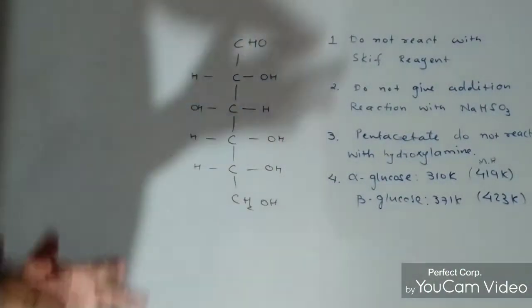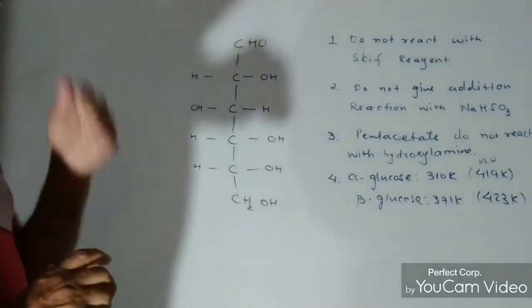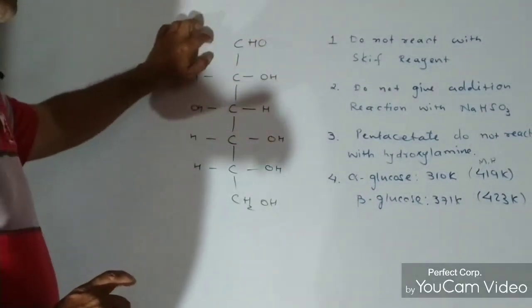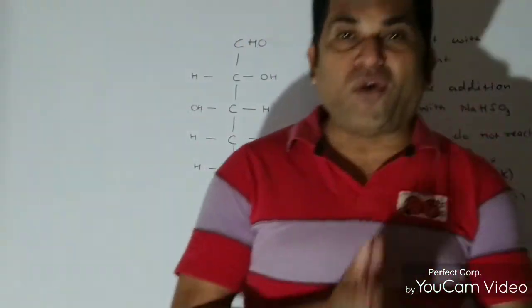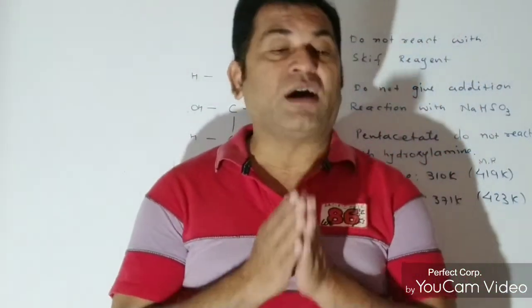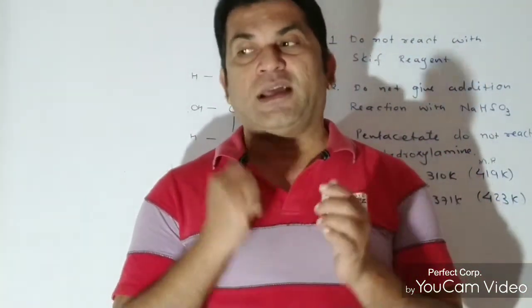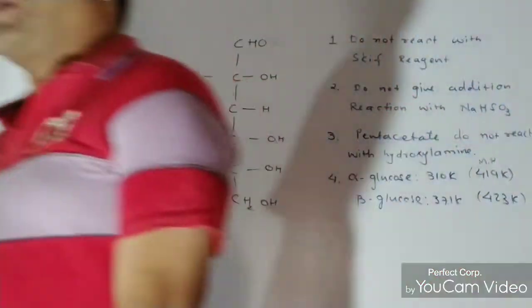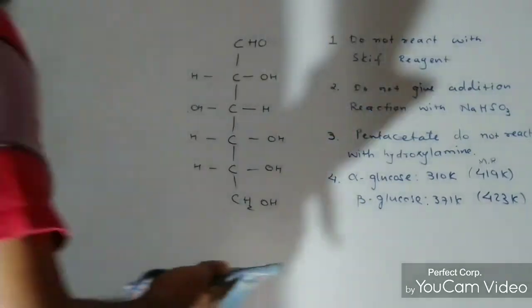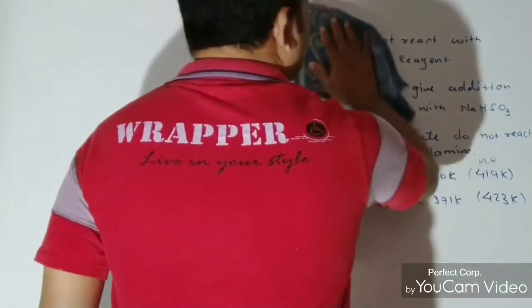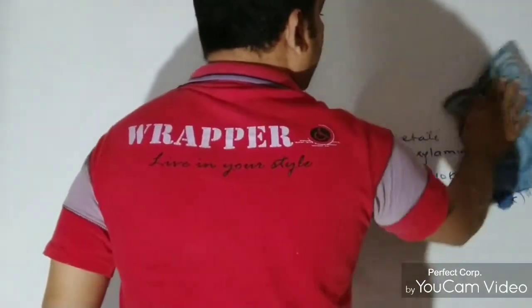So this is the problem, and this problem will not be satisfied by this structure. So now we are forced to find another structure of glucose, and this other structure is known as the cyclic structure. So now we are going to talk about the cyclic structure of glucose.